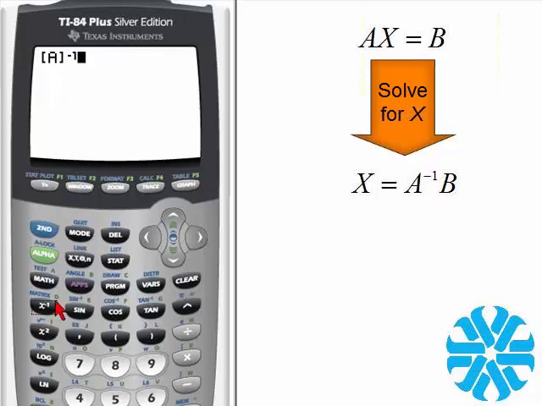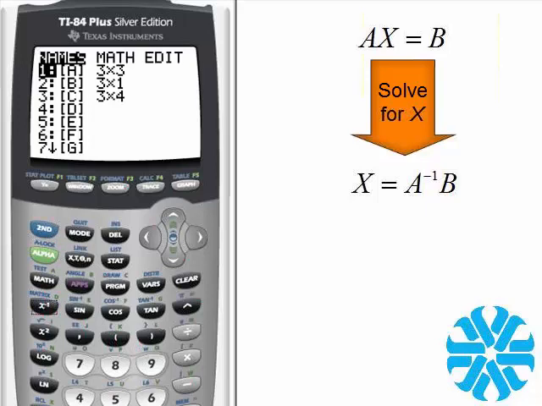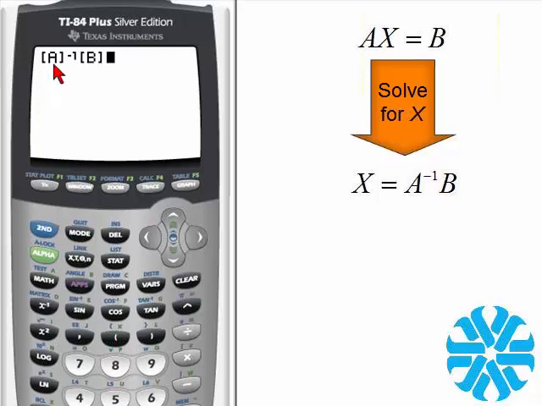So there's the key, and that's multiplied by matrix B. Now you don't have to put the multiplication symbol in. We can just simply go second function and then matrix, and then select number 2. So A inverse B. That's the same as A inverse times B. Okay? Now we select enter.